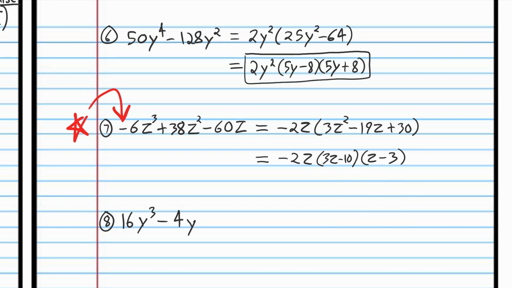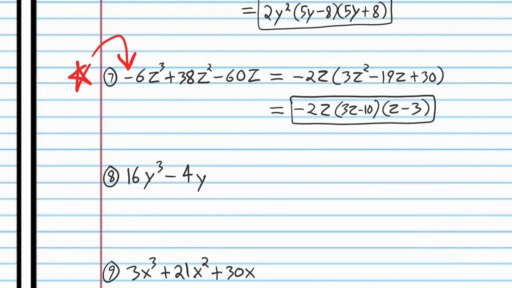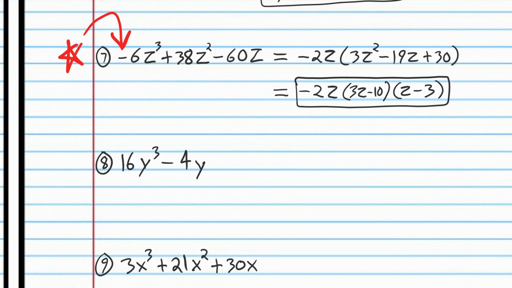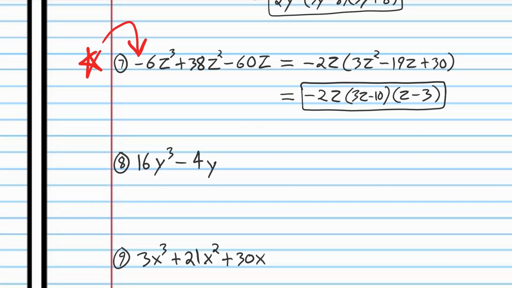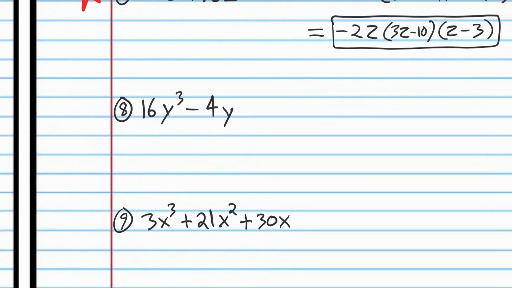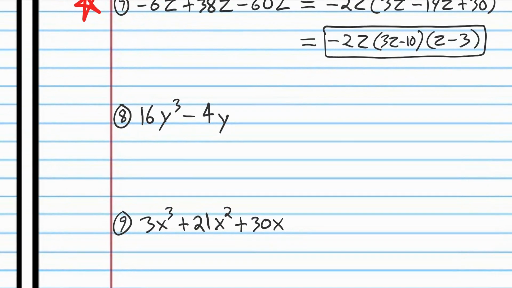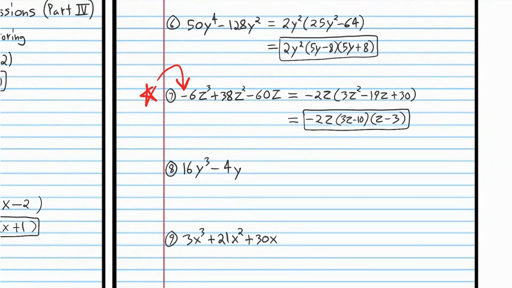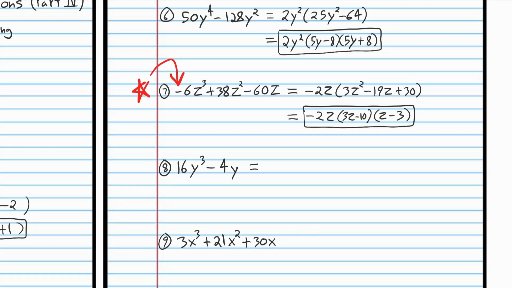So we had to try a lot of different options on that one. Don't be discouraged if you have to try a lot of different options. That's just something you have to do on some of these problems. All right, so on to number 8. Go ahead and try number 8, and when you come back, we'll do it together. All right, we're back. So I'm going to factor out 4y.